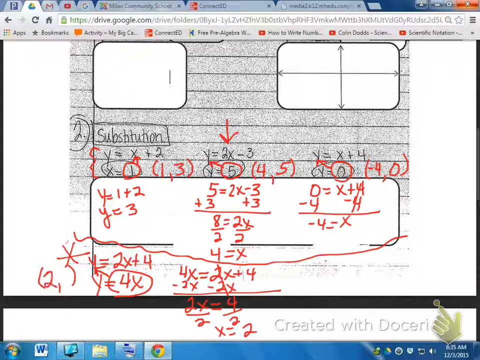x equals 2. And then I do one more substitution. I've got to find the y. Where would be the best place to plug that in? I know x is 2. First one? No, second one. The second one, y equals 4 times x. So we're going to take it over here and say y equals 4 times 2. So what's my y? 8. And therefore we've got that extra point.